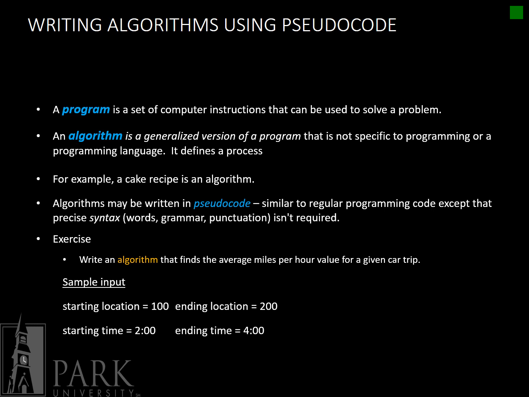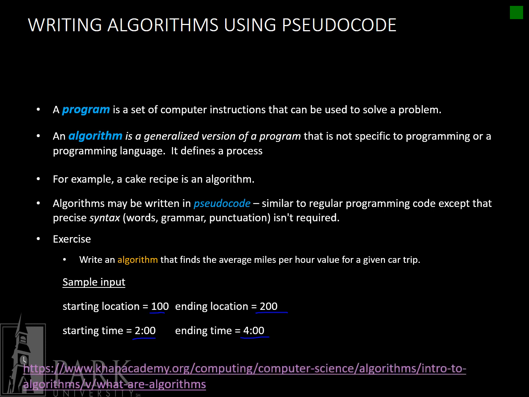So for an exercise, write an algorithm that finds the average miles per hour value for a given car trip. Okay, so your algorithm is going to take in a starting location and a starting time. And imagine this on a point, on a line, right? It's the average miles per hour. And so we're going to write an algorithm that finds the average miles per hour for a given car trip. So we started at mile 100 and we're going to mile 200. And our start time was 2 o'clock and our end time is 4 o'clock. So what would that algorithm look like?